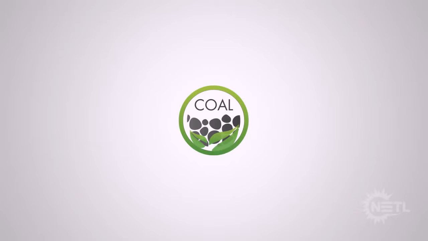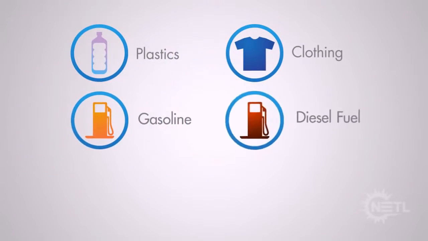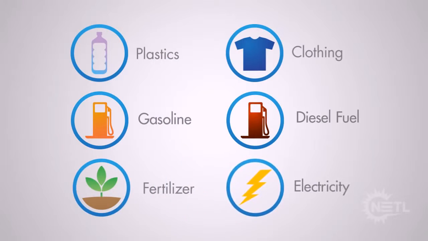Gasification allows coal or even dried plants to be transformed into many useful everyday products in an environmentally friendly way by breaking down coal into molecular building blocks that can be reassembled primarily with oxygen and water to make plastic, clothing, gasoline, diesel fuel, fertilizer, and electricity.